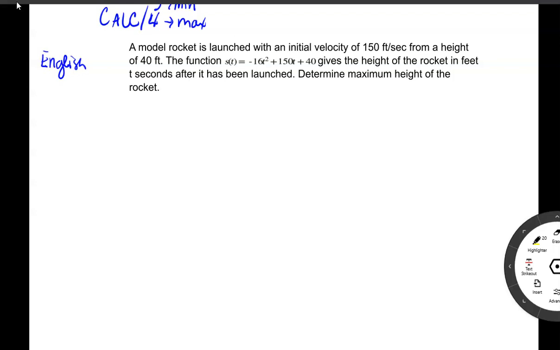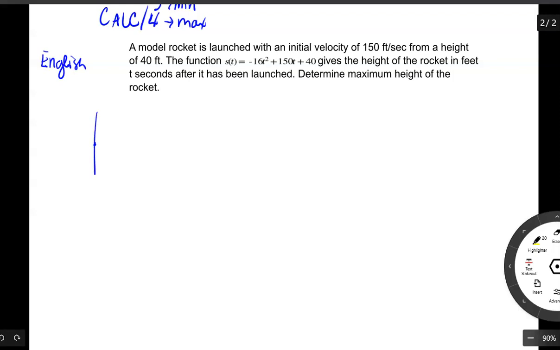So let's just picture what's going on. A model rocket is launched with a velocity of 150 feet per second from a height of 40 feet. The function is, and then we're given a math function, gives the height of the rocket in feet t seconds after it is launched. So this function is going to tell us, if we plugged in a time in seconds, so 3 seconds, if we plugged in that for t, then we would calculate how high it is at 3 seconds. We could do the same for 2 seconds, 0 seconds, 5 seconds, whatever. Determine the maximum height of the rocket. So let's just draw a little picture.